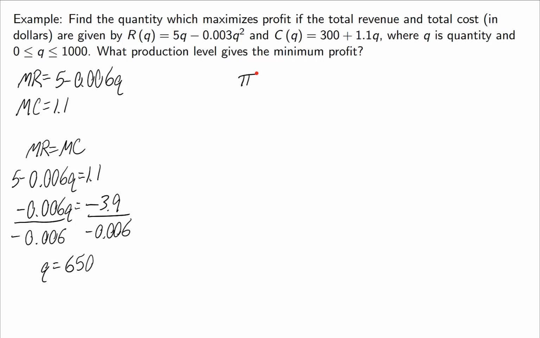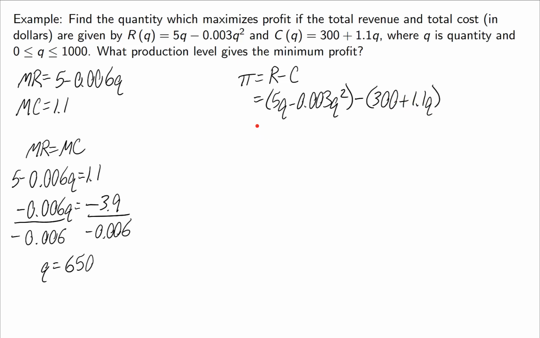To do that, I might write a profit function. The profit function is again revenue minus cost. So I have 5Q minus 0.003Q squared. And then minus the cost, notice the parentheses I'm using, of 300 plus 1.1Q. If I simplify that, I get negative 0.003Q squared plus 3.9Q minus 300. Keep in mind that I distributed my negative sign during that simplification.